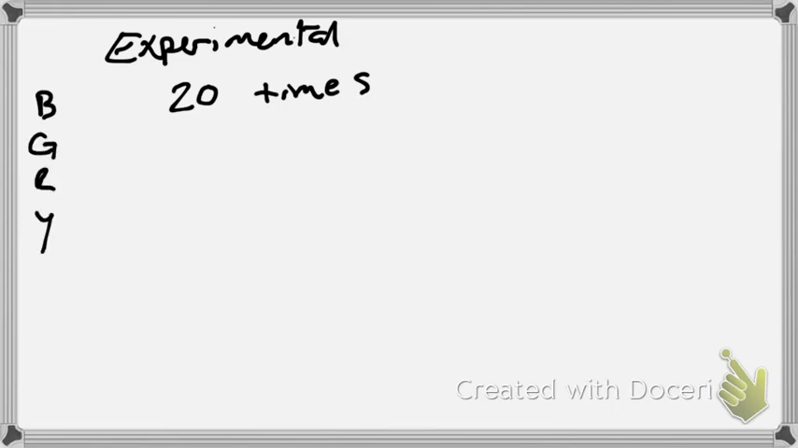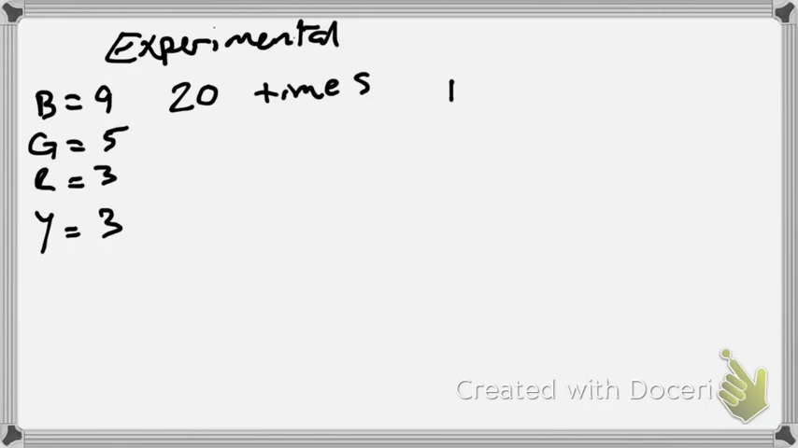They actually did this, and they're saying that the number of times it came up blue was 9, the number of times it came up green was 5, the number of times it came up red was 3, and the number of times it came up yellow was 3. If you add all those together, it gives me 20 times.